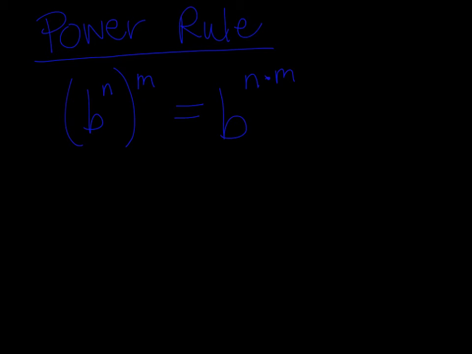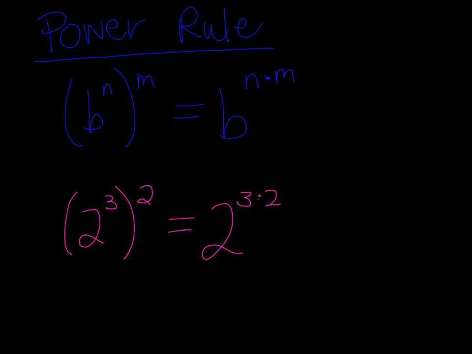Let's try this with numerical values. Start with the base of 2, raised to the power of 3, raised to the power of 2. So here we have 2 to the power of 3 times 2. This gives us 2 to the power of 6. If you put that into a calculator, you come up with a value of 64.